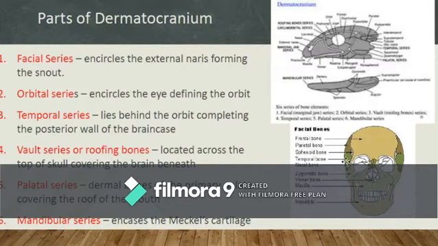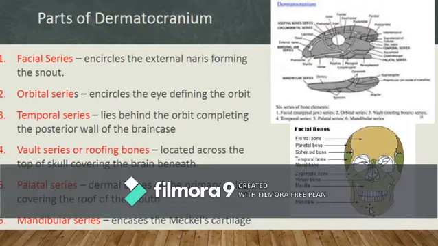In humans, we have the facial bones comprising the frontal bone, the parietal bone, the sphenoid bone, the temporal bone, the nasal bone, the zygomatic bone, the vomer bone that divides your nasal passage, the maxilla, we have 2 maxillary bones, and the mandible. So these are the facial series, which encircles the external nares, forming the snout.